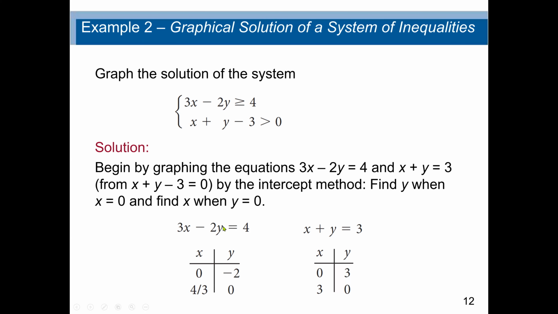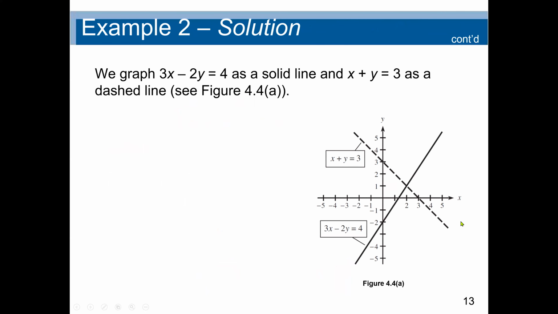For example, for the first one, when x is 0, we get -2y equal to 4, which gives y equal to 4 divided by -2, so y is -2. Same thing, we find the x and y intercepts for x plus y equal to 3. If x is 0, y is 3. If y is 0, x is 3. So with these two points, we can plot our straight line. The dotted line is x plus y equal to 3. The thick line is 3x minus 2y equal to 4.